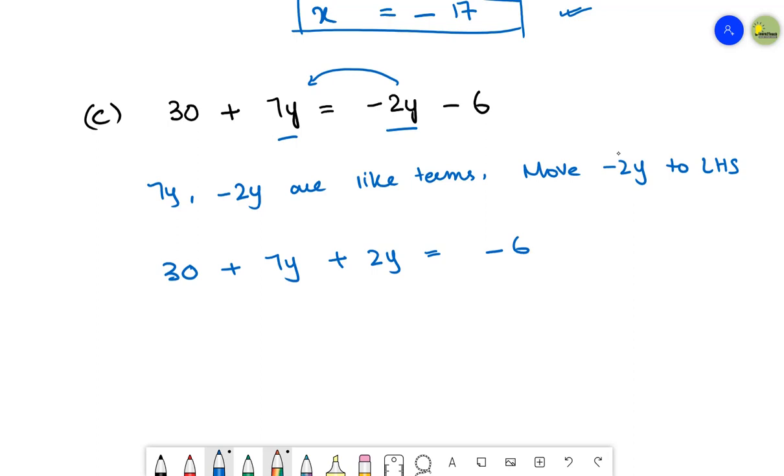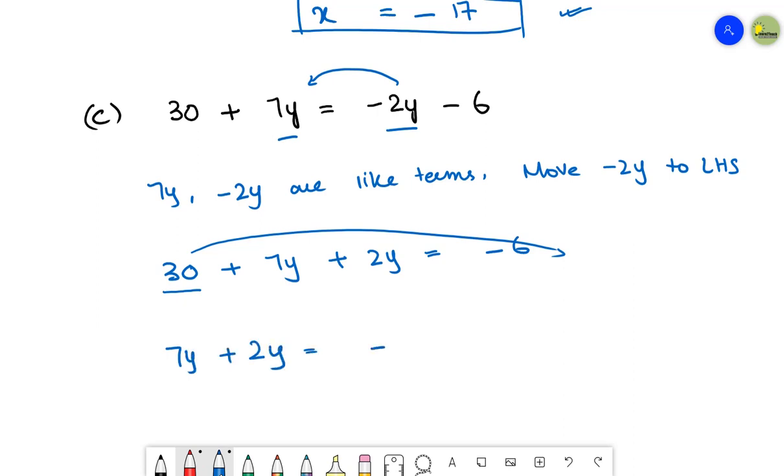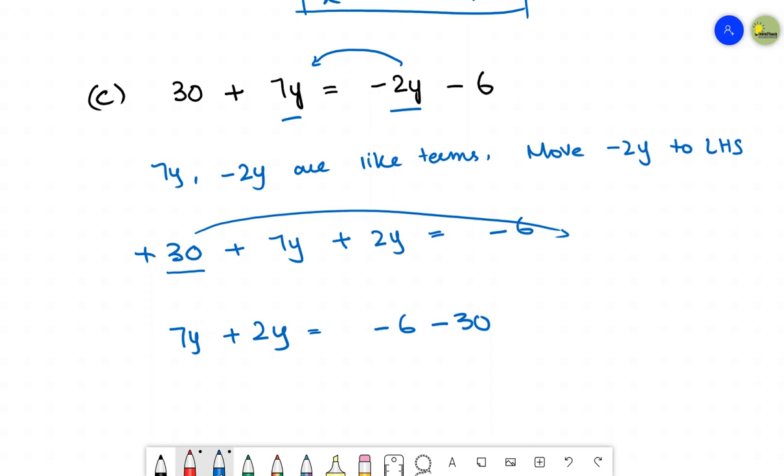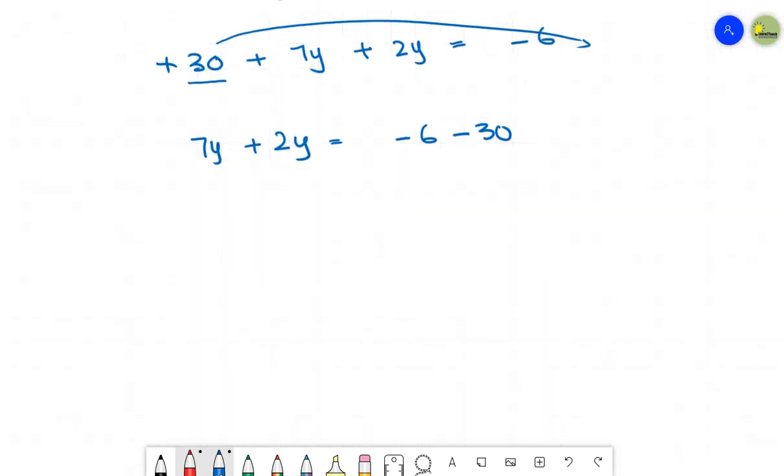Now 7y and 2y both are the like terms, but this 30 is a constant over here. You can move this 30 to the other side of the equation so that it can be solved with minus 6. 7y plus 2y equals to minus 6 minus 30. Keep in mind 30 is a positive value here. When you are going to shift it to the other side, it becomes minus 30.